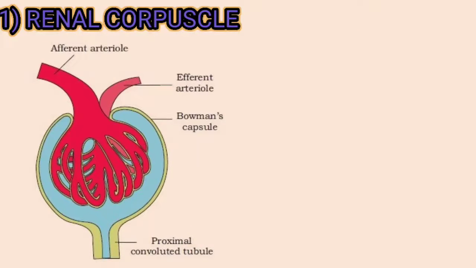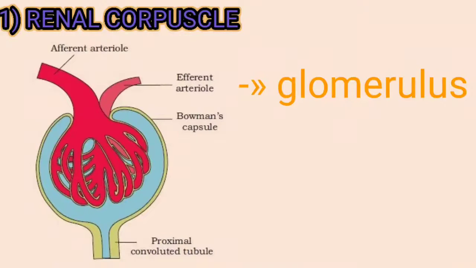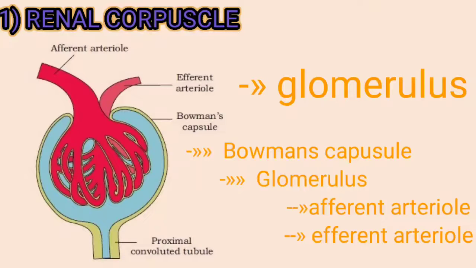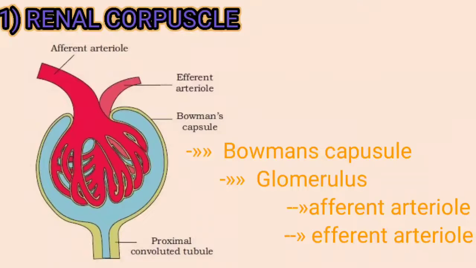The renal corpuscle is composed of a network of blood capillaries called the glomerulus, and a double walled cup-like structure called Bowman's capsule. The Bowman's capsule is a cup-like structure, and the glomerulus is formed by an afferent arteriole. The blood from the glomerulus is carried away by the efferent arteriole, which is of lesser diameter.